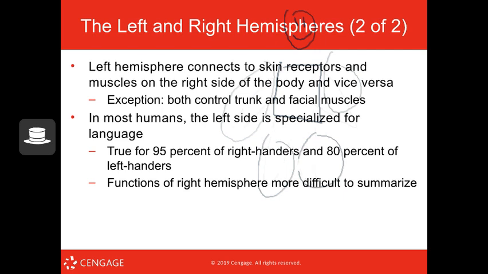So in most humans, the left side of our brain is specialized for language. This is true for 95% of right-handed people, 80% of left-handed people. The functions of the right hemisphere are more difficult to summarize because, as I've mentioned many times, our brain is super complex, so we can't just pin one function on one part of the brain.